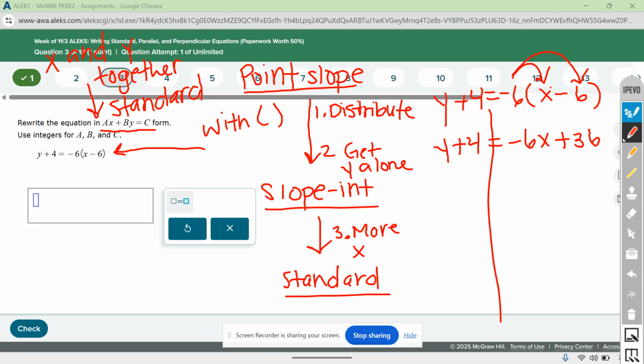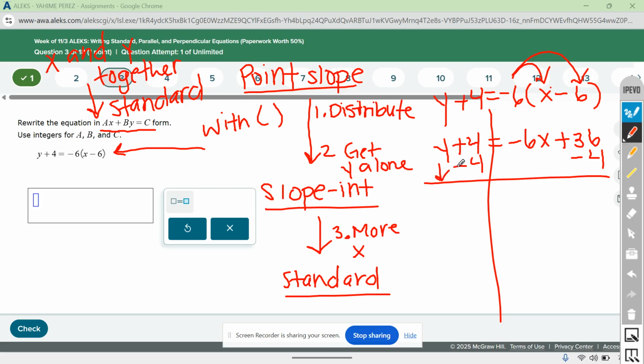I distributed. Now I'm going to get y alone. So to get y alone, I have to get rid of the plus 4 by subtracting 4. And I can only subtract the 4. Since I subtracted 4 on the left, I must do it to the right. And I can only subtract 4 from its like term. So 36 and 4 are like terms. I cannot subtract 4 from the negative 6x because negative 6 has an x, right? That would make it not like terms.